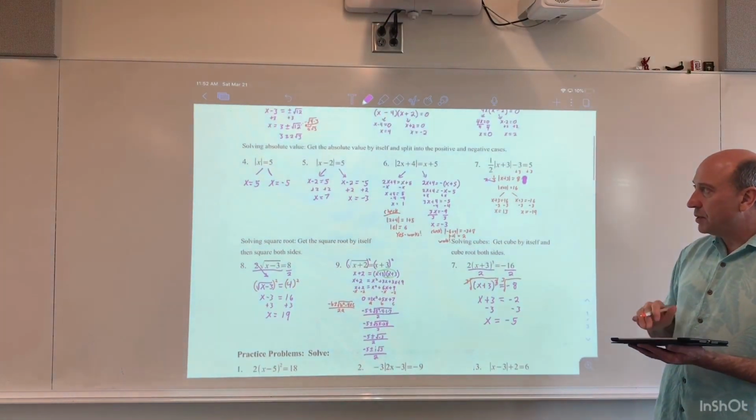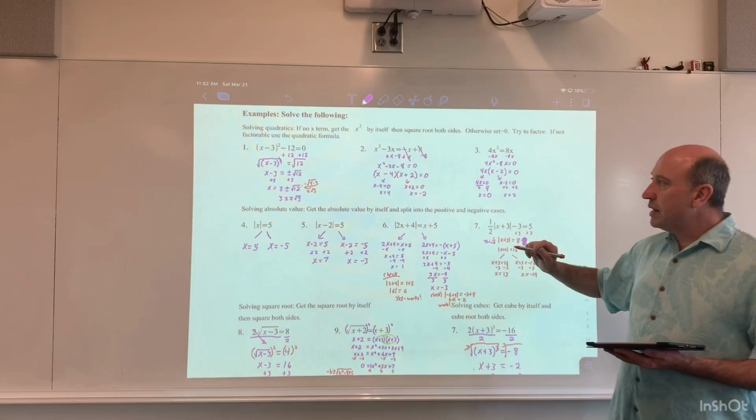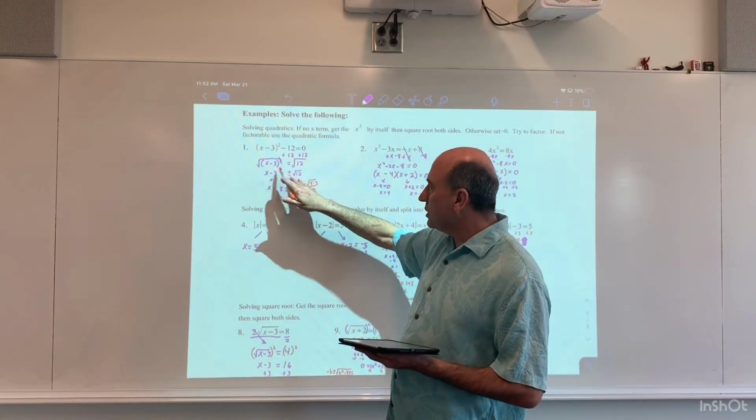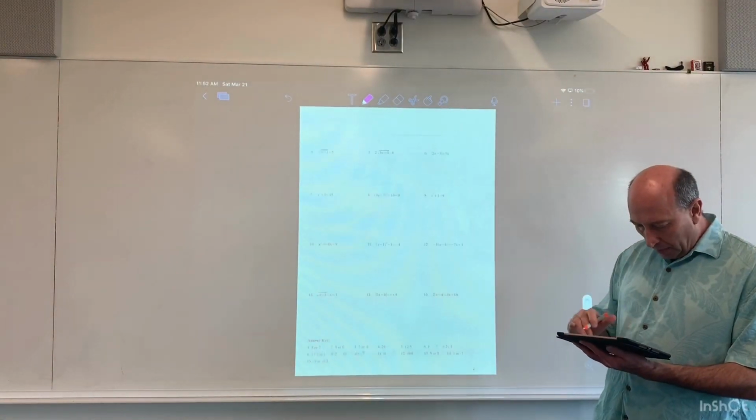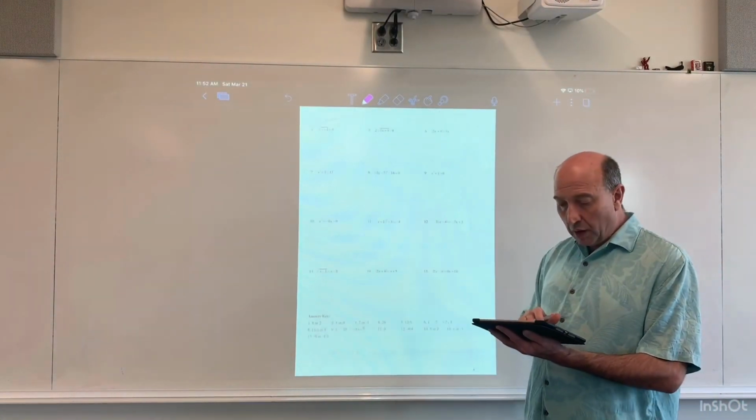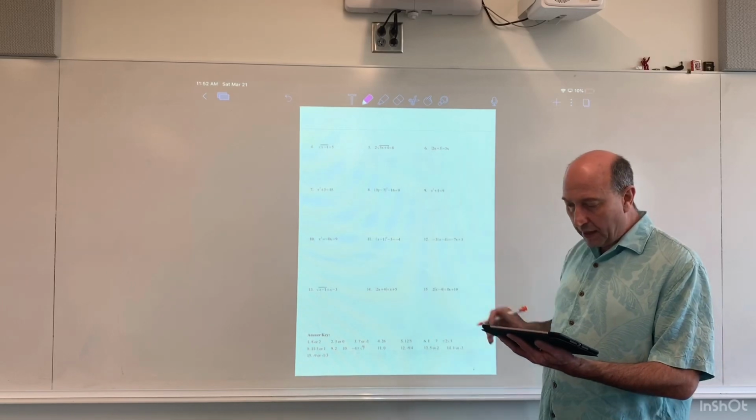The only time the plus or minus pops up is in the quadratic. If you square root both sides, the plus or minus pops up. Okay, so good luck on your practice problems. The answers are provided. Make sure you try the problems, look back at your notes, and think carefully. Good luck.